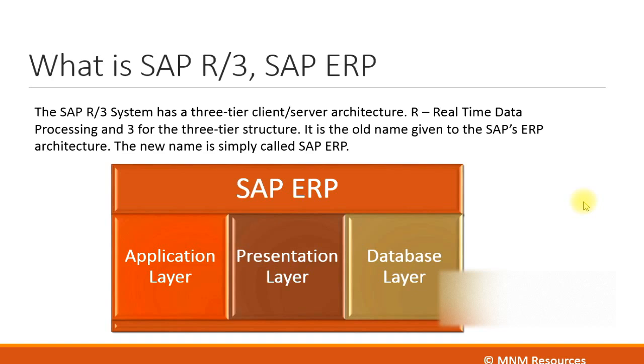Now the database layer is where all the data is stored in SAP. All your master data and transaction data, all the information is stored in the database layer. The application layer is where all the transactions are processed. It talks to the database, gathers all the information and processes it. All the processing is done in the application layer. So once again, the presentation layer is the main user interface screen which you see, the database layer is where all the data is stored, and the application layer is where all the processing is happening.